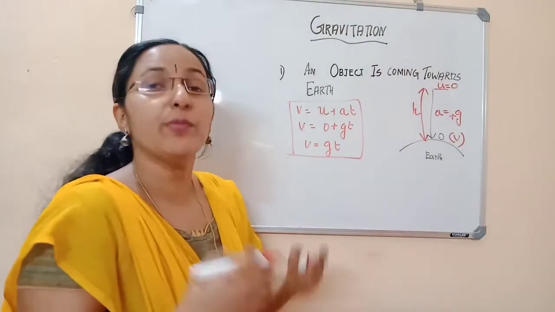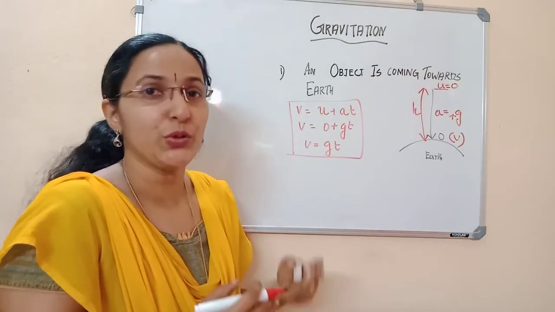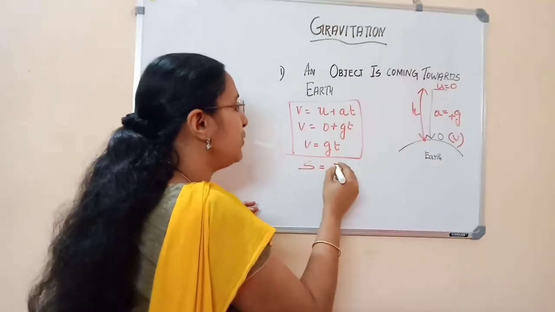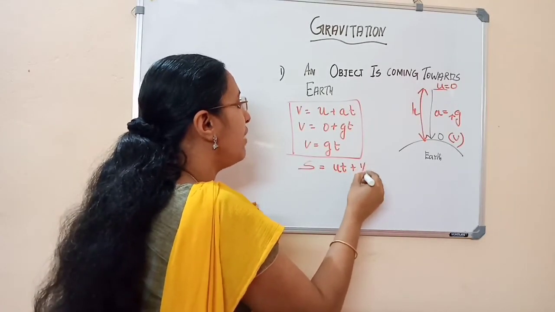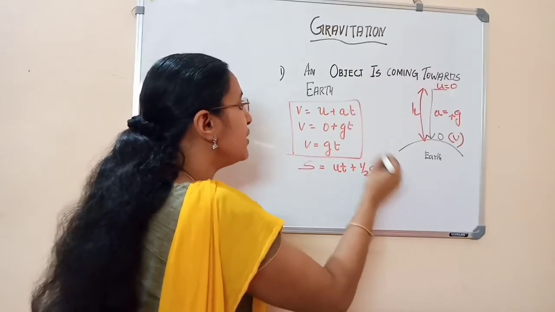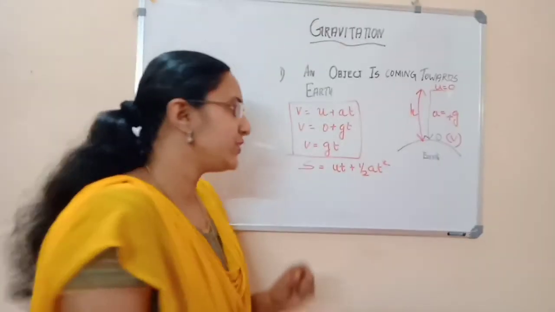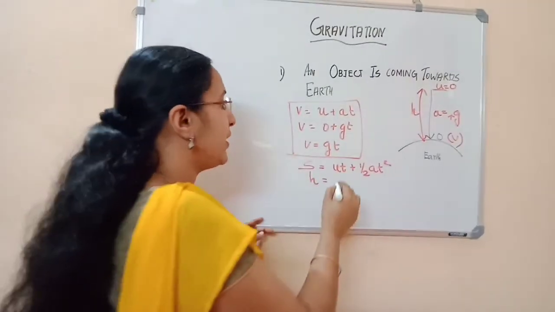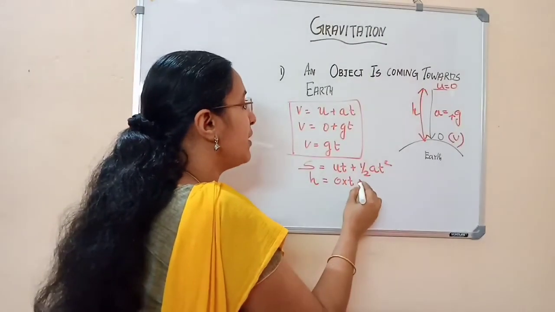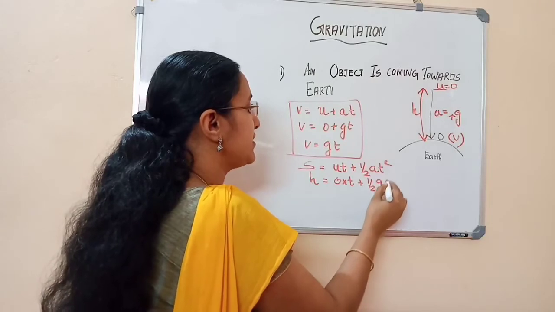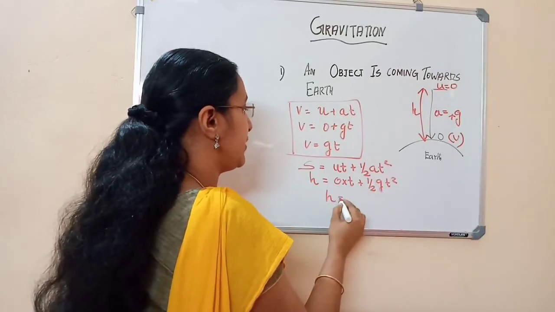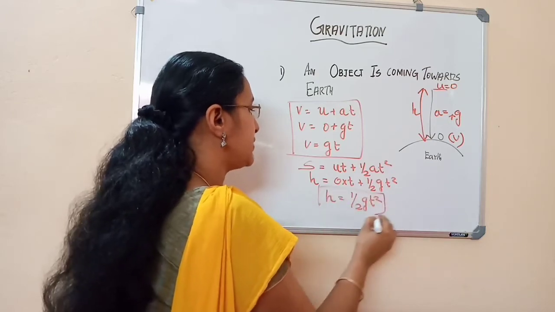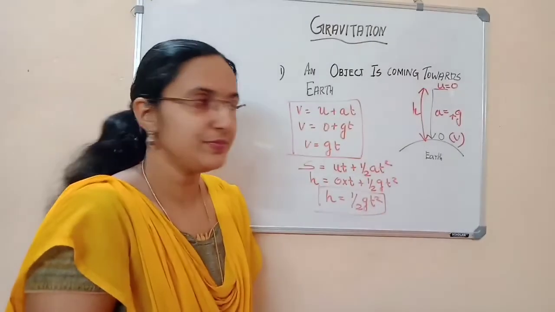What about the next one? s is equal to ut plus half at square. Instead of s, you can write h. u is equal to 0. Therefore, 0 into t plus half gt square. That is h is equal to half gt square. This is the next equation if an object is coming towards the earth.